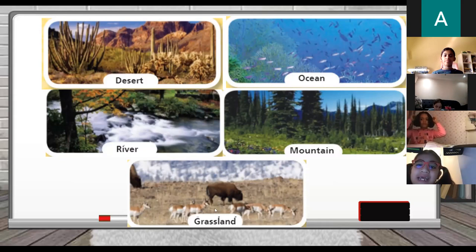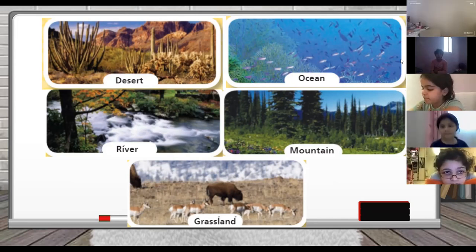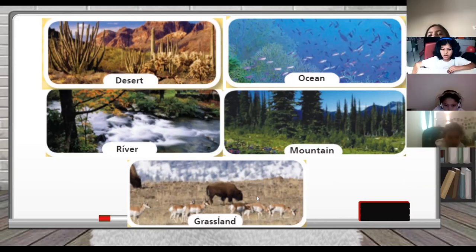Take a look at this picture. What do you see? What are these? Who lives on the grassland? Hi, Mariam. Sheep. Yes, excellent. They need grass to eat to survive. Who else? Let me see. You see, Jenna, who else? Who lives on the grassland? Only sheep? No.